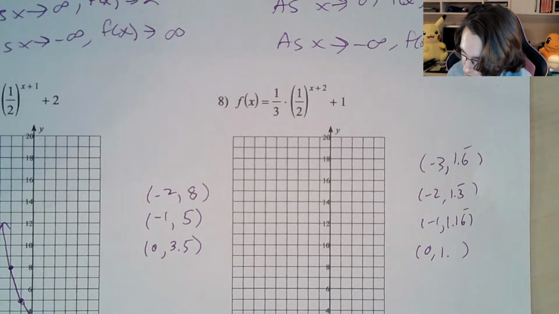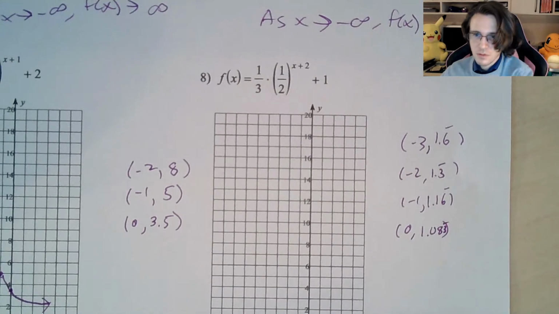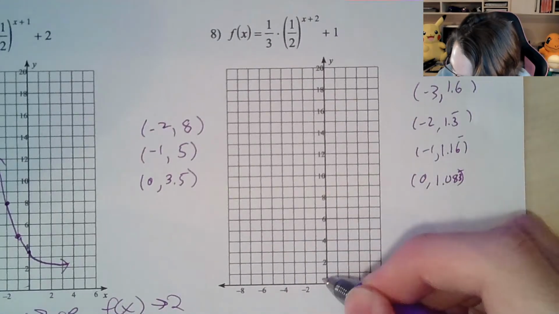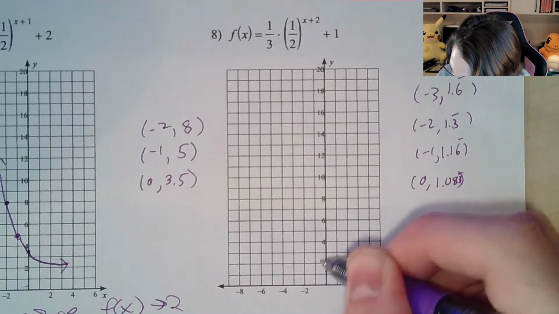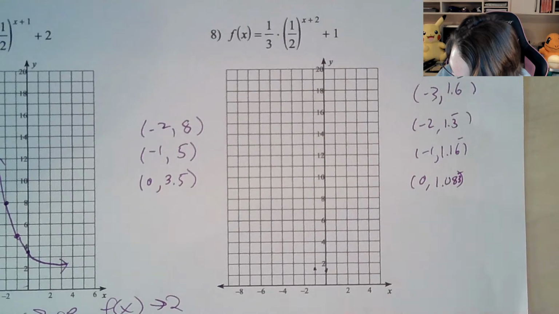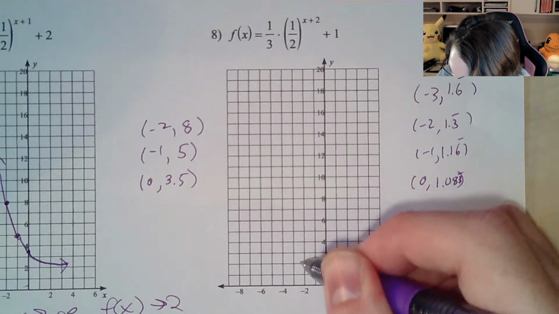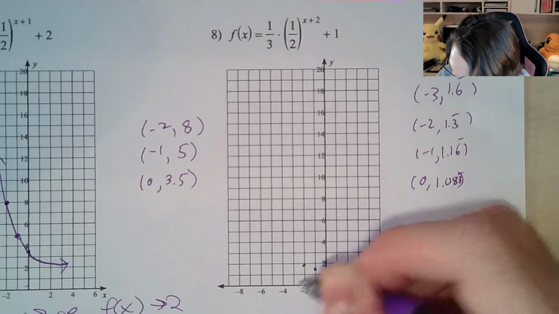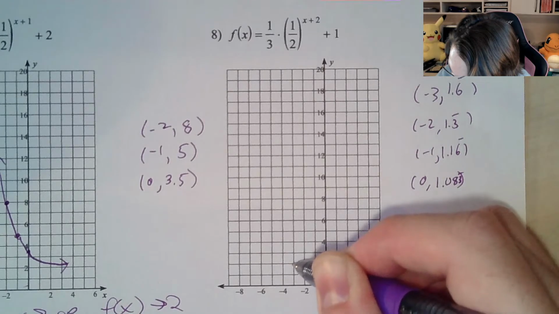I have failed. Disappointed. I'm sorry, team. We'll practice more. 1.083. The 3 repeats forever. All right. And now we just start graphing. So we have 0, 1.08. We have -1, 1.6. We have -2, 1.3. We have -3, 1.6.